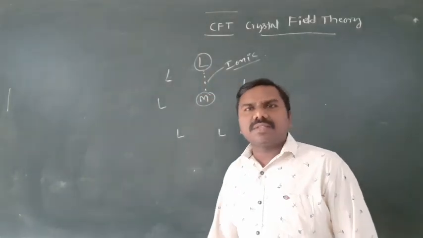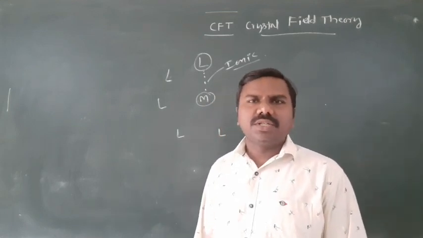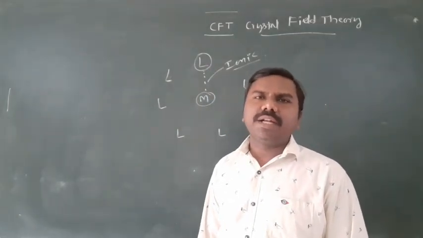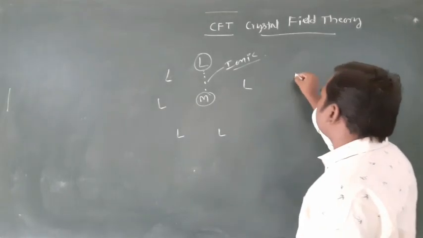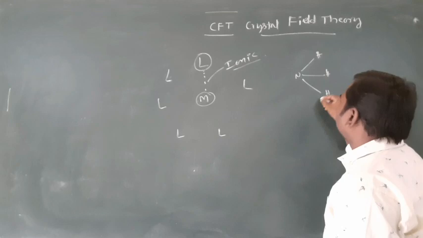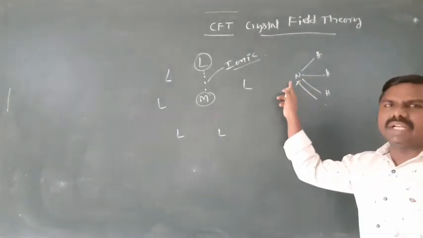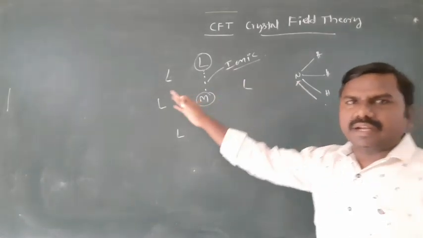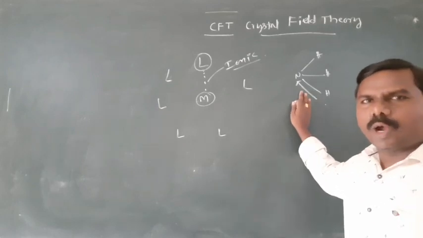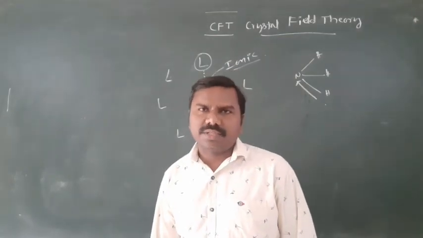Ligands are assumed as point charges, especially negative ligands as point charges. Neutral ligands are considered as point dipoles. Neutral ligand means NH3. If you observe NH3, nitrogen is more electronegative, so electrons from hydrogen to nitrogen will be attracted. Then these are considered as neutral ligands, point dipoles. Negative ligands are considered as point charges.